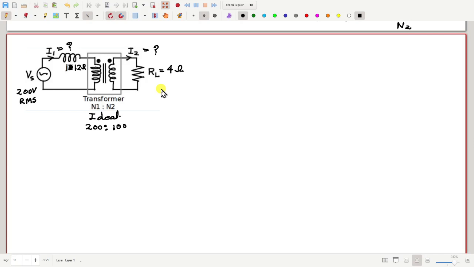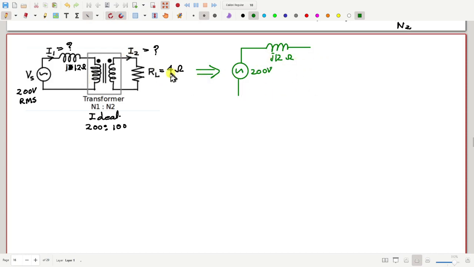As we discussed in Tuesday's class, we can transform either the secondary circuit into the primary side or the primary to the secondary side and remove the transformer. So let me transform the secondary circuit to the primary side. The equivalent circuit will be like this. The primary circuit remains as it is, 200 volt RMS, and this is j12.